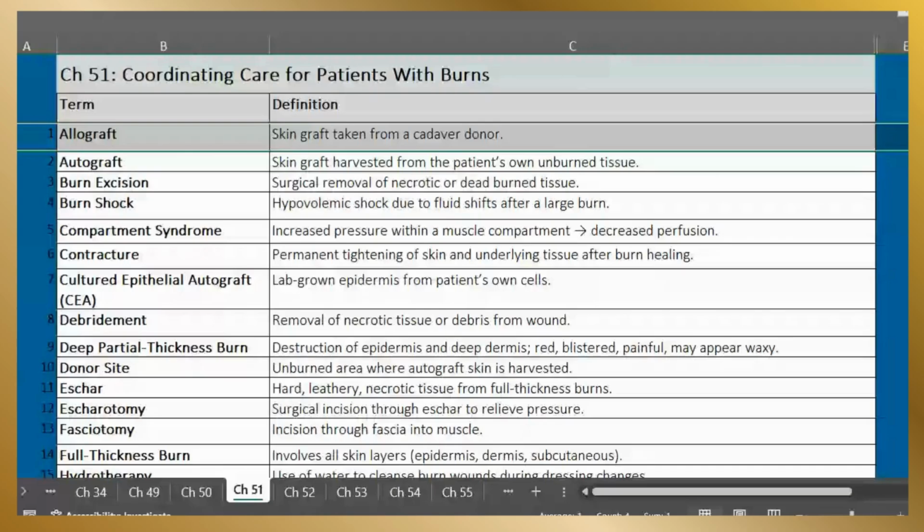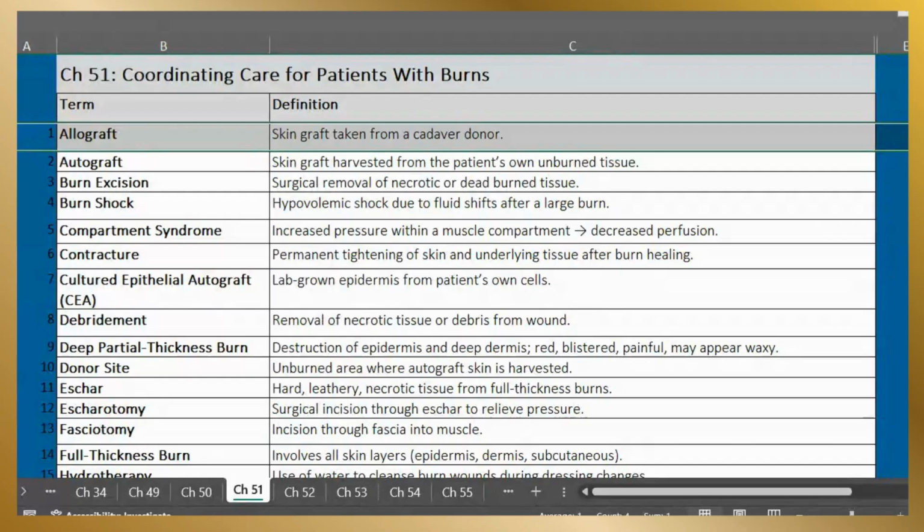In this video, we'll review the essential burn assessment and treatment terms from Chapter 51 so you can understand what the NCLEX is really testing when it comes to burns. Chapter 51, Coordinating Care for Patients with Burns. First term, actually we have about 30.